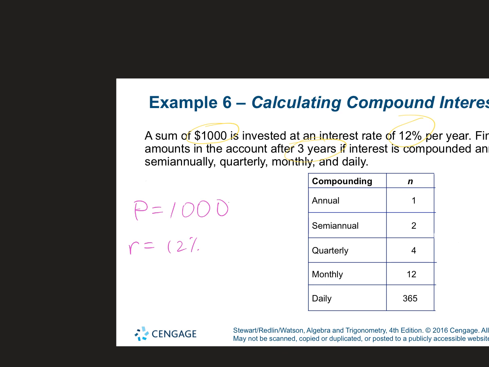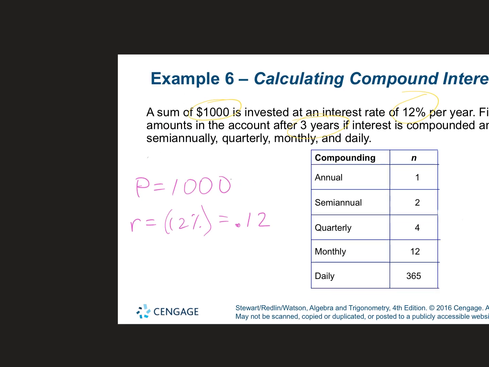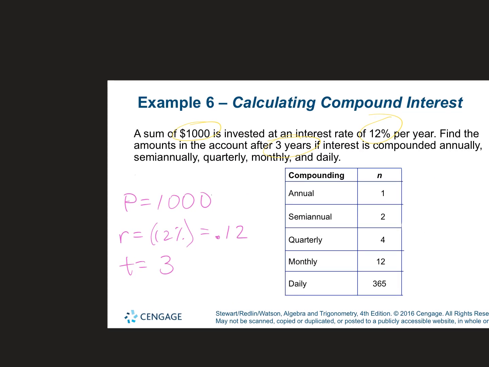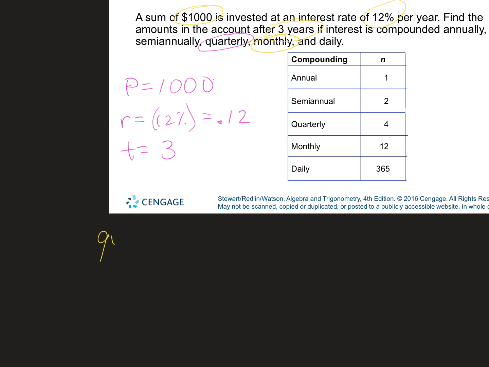How do you change a percent to a decimal? Move the decimal place where? 2 places to the left. You have to use 0.12. What's the time that they told me to use? How many years? 3 years. Now, how the problem can change is how the interest is compounded. If it's compounded quarterly, what do I use for N? 4. If it's compounded monthly, what do I use for N? 12, all right? So let's do quarterly and monthly.